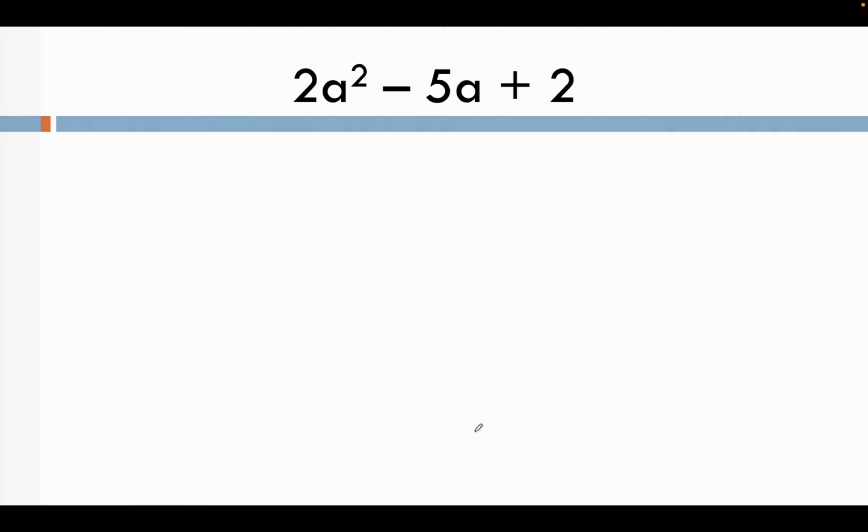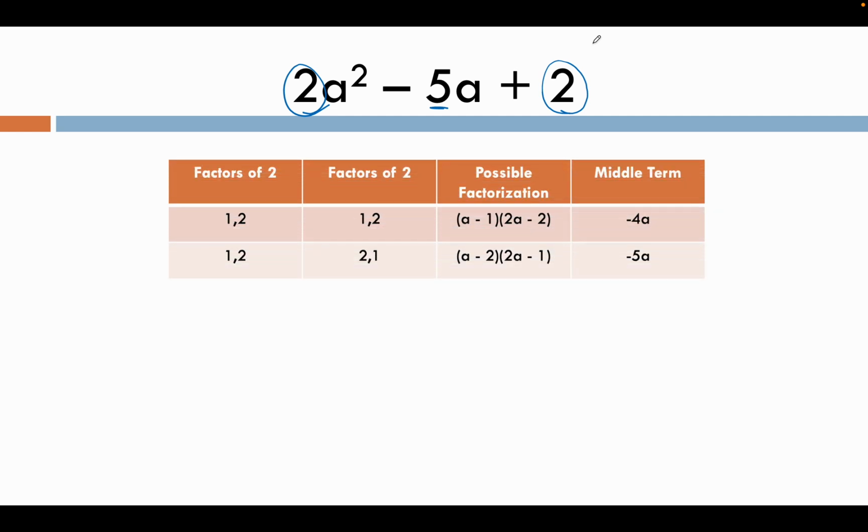So let's try another one. 2a squared minus 5a plus 2. Again, number one is to always look for a greatest common factor. We don't have any because 5 doesn't divide by 2 evenly. So now we're going to look at all of our combinations of 2 and 2. These ones don't have very many possible combinations, so it won't take that long to get to the right choice. So obviously the only way to equal 2 is by multiplying 1 times 2.